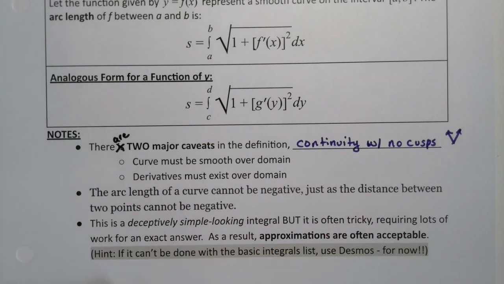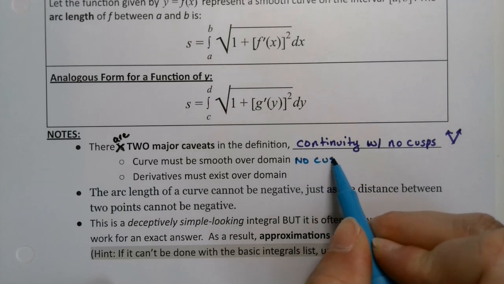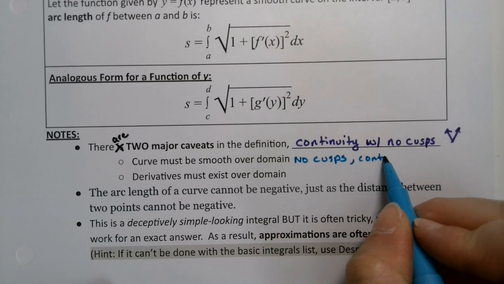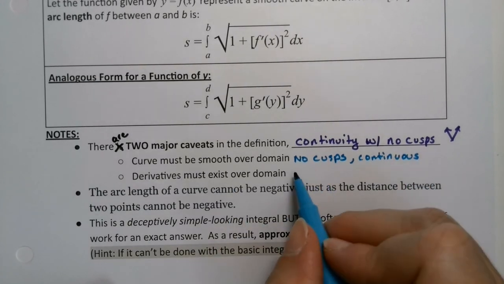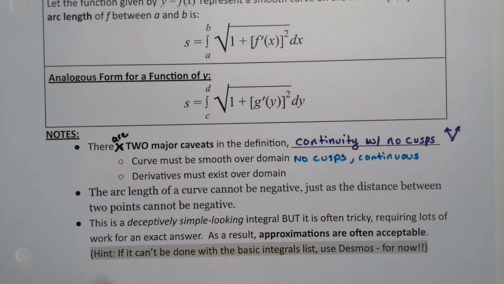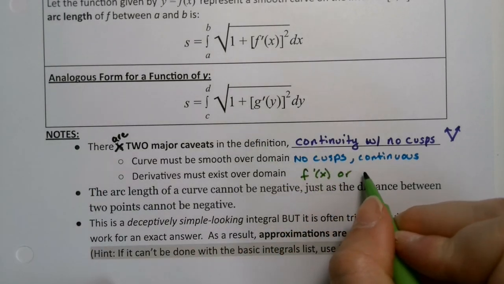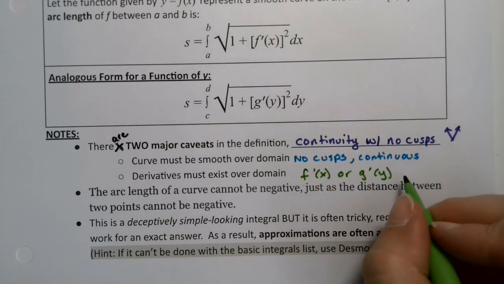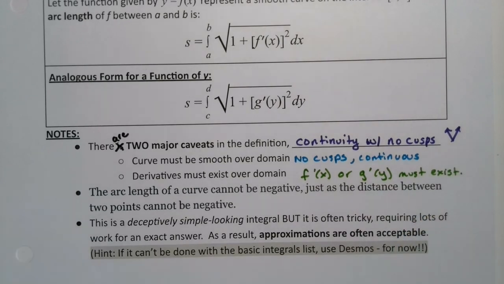So to be smooth, it has no cusps, and it has to be continuous. And for the derivative to exist, it has to, again, have no cusps and be continuous. I mean, that's kind of what this is saying here. So the derivative of x or the derivative of y, depending on which function. So f prime of x or g prime of y must exist. Right? Can't have any asymptotes. You can't have any sharp points.